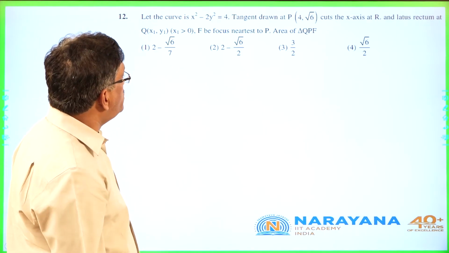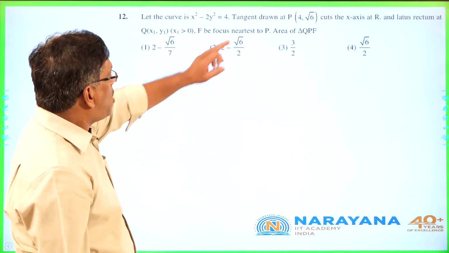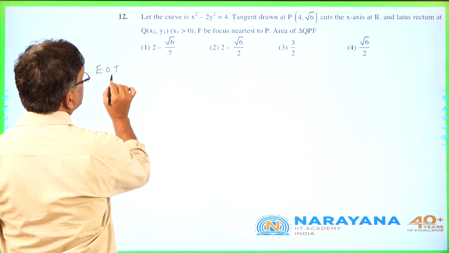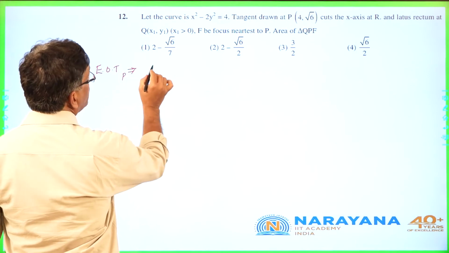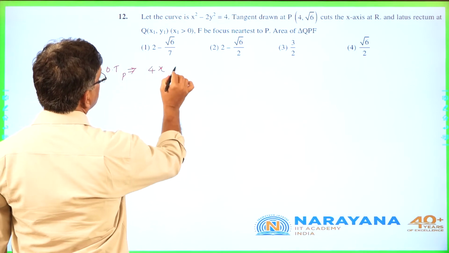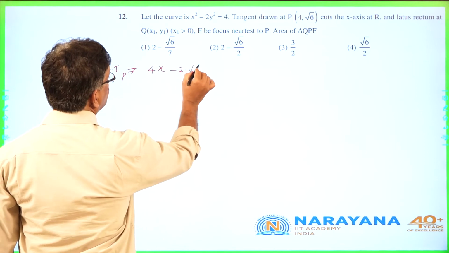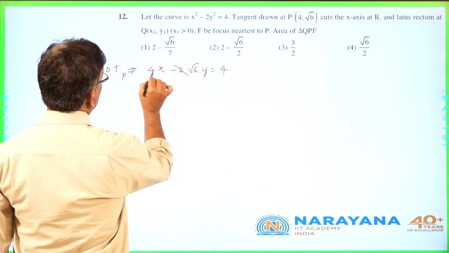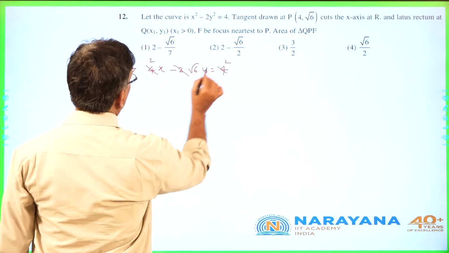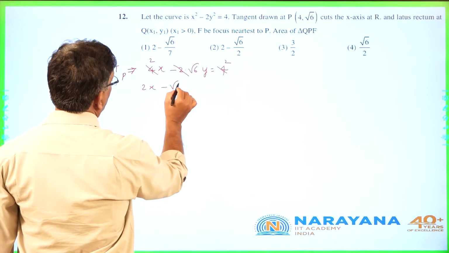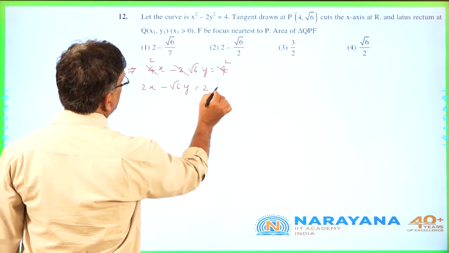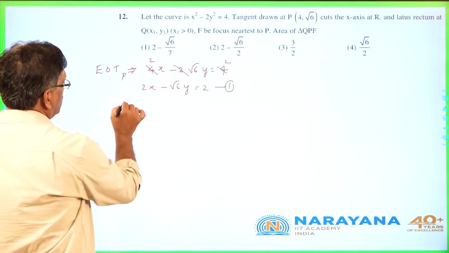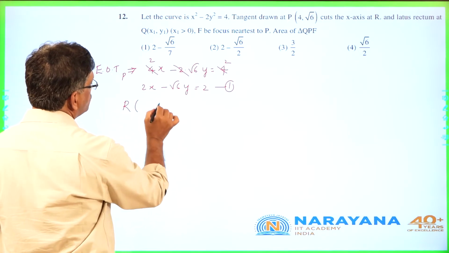Let the curve be so and so, and the point is that one. So the equation of the tangent at P is 4x minus 2 into root 6 y is equal to 4, that is 2x minus root 6 y equal to 2. This cuts the x-axis at R wherever y is 0.